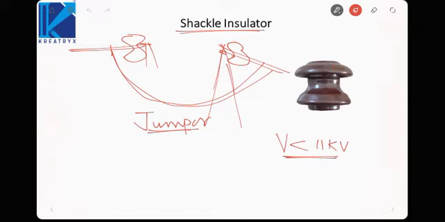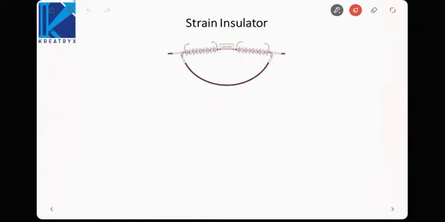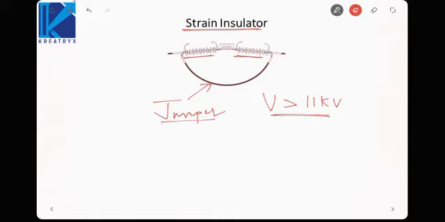Now to use it for higher voltages, we use a modified version which is called as strain type of insulator. It is similar to suspension type, but here the discs are arranged in horizontal manner instead of the vertical manner. So this is called as strain type of insulator. It is an extension of the shackle type of insulator but for higher voltage. So this will be used above 11 kV. Okay, this is called as jumper. So this will also be used where your transmission line encounters a dead end or a sharp turn to avoid increasing the strain or the stress in the transmission line.